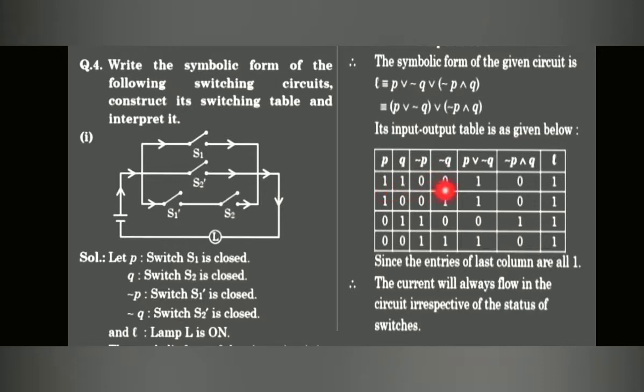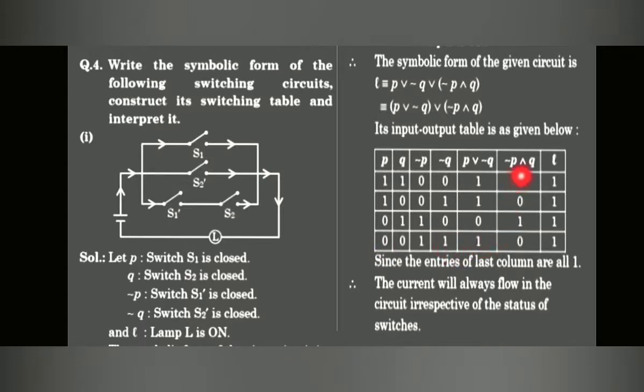1 disjunction 0: 1 means T and 0 means F. T disjunction F is T, so we write 1. Again 1 disjunction 1 is 1, means T disjunction T is T. Again 0 disjunction 0 is 0. 0 disjunction 1 is 1.